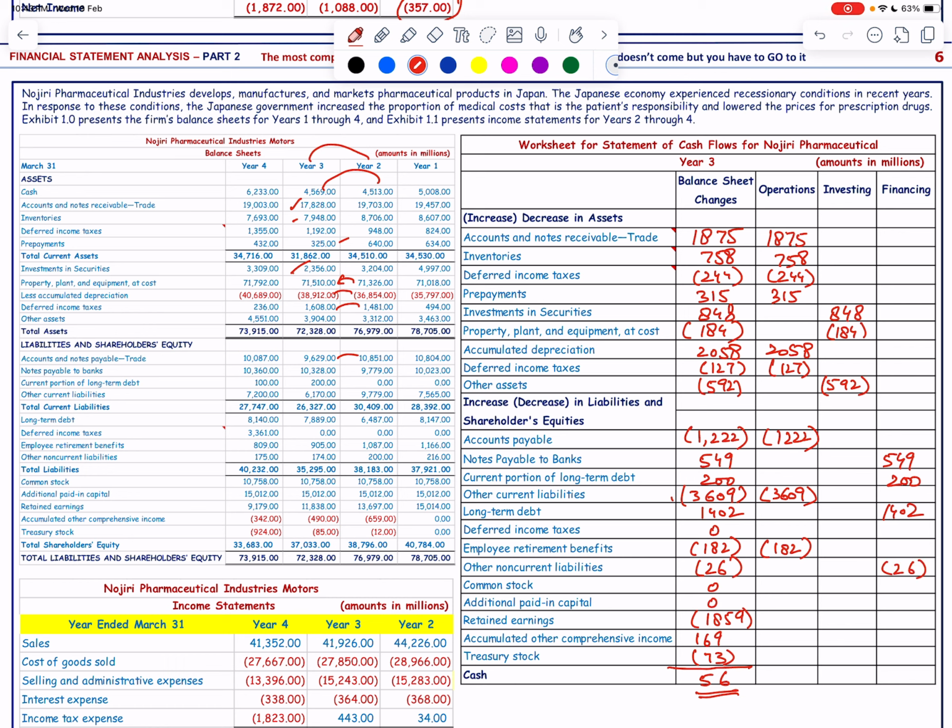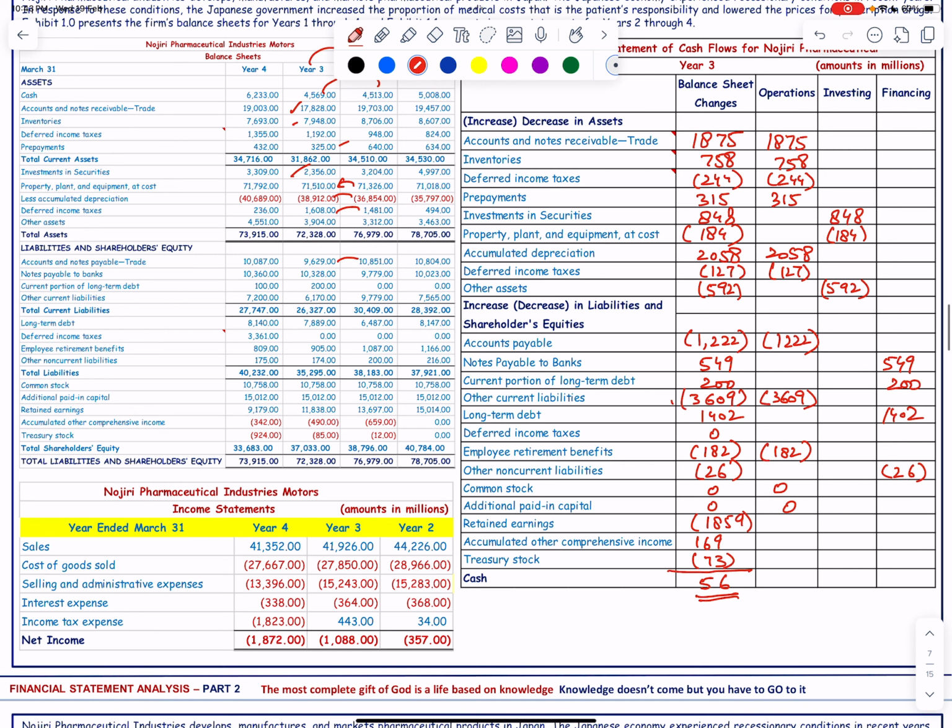Then common stock, additional paid in capital is 0. Then retained earning. Now once again, look over here. In the year number 3 in the income statement, the net income is negative 1088. So we put this as negative 1088, and the remaining amount is 771. This is the financing activity. Then accumulated other comprehensive is the investing activity, 169. And then we have the treasury stock, this is financing, that is negative 73.